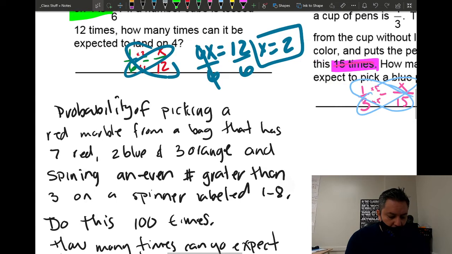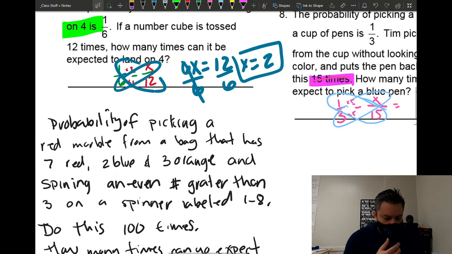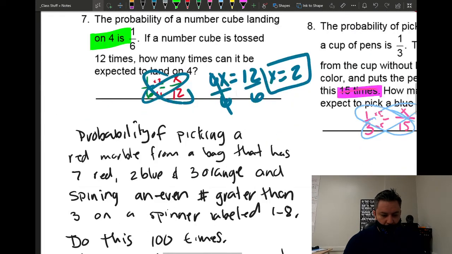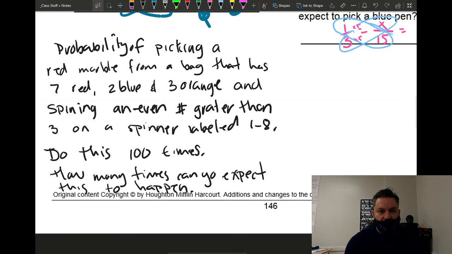It says, what is the probability, and I wrote it fast. So, what is the probability of picking a red marble from a bag that has 7 red, 2 blue, and 3 orange, and spinning an even number greater than 3 on a spinner labeled 1 through 8? Okay, so we have two scenarios. We have a bag of marbles, and then we also have a spinner. So let's go ahead and draw those.